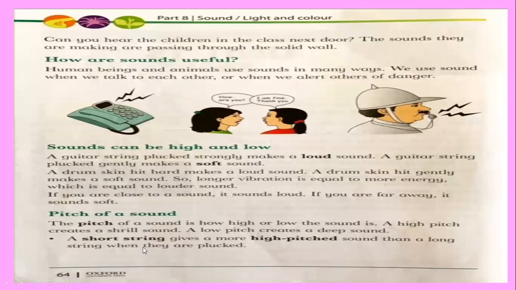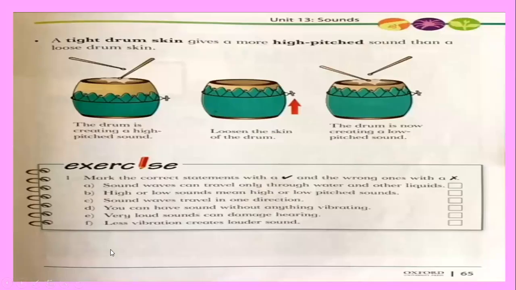Here they are giving you the example of a guitar, where a short string gives a higher pitch than a long string, and a tight drum skin gives a more high-pitched sound than a loose drum. It's just an example of high-pitched and low-pitched sound. Okay, children, this is a very small chapter. We have finished it. Then we have true or false here.